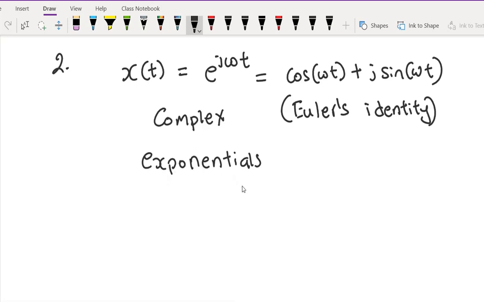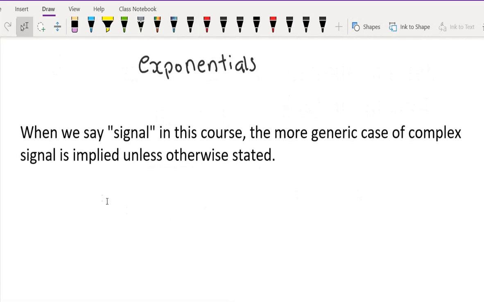Complex exponentials are something we'll be looking at a lot in this course because they are the foundations of Fourier transforms. In this course, whenever we say signal, the more generic case of complex signal is implied unless otherwise specified.